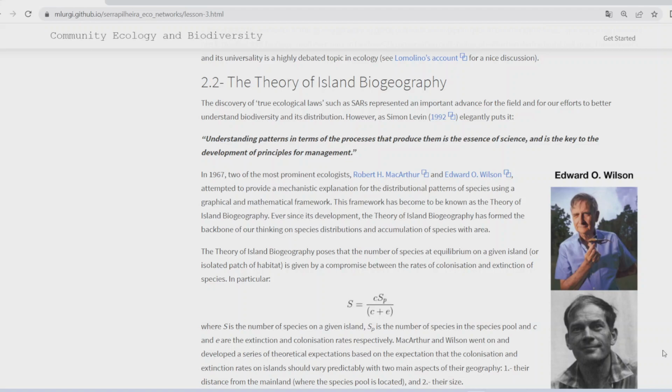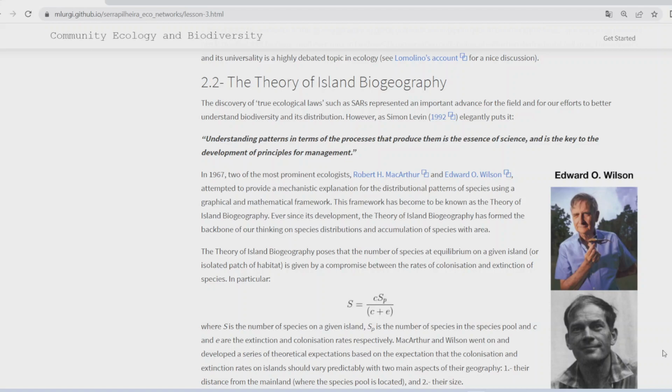as Levin said, understanding patterns in terms of the processes that produce them is the actual essence of science, right? And it's key to the development of fundamental principles, but also to develop management actions and strategies. So the whole thing, and I think it should be the right approach to science, is to try to create theory and models that allow us to understand these patterns mechanistically. And this is what these two guys tried to do with the distribution of species across areas. They wanted to know why, or propose a theory as to what might be the mechanisms for that, right?